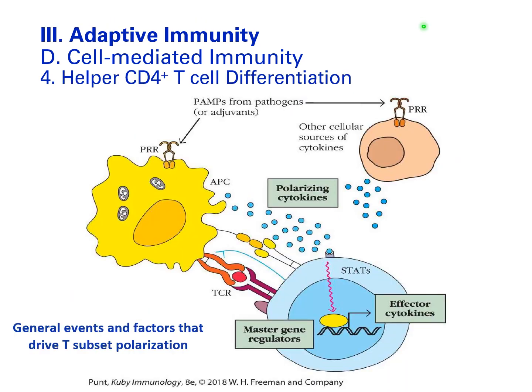Let us take a look at the helper T cell. A naive CD4 plus T cell may differentiate into subsets that produce different cytokines that recruit and activate different cell types. So, how will the CD4 plus T cell do this?